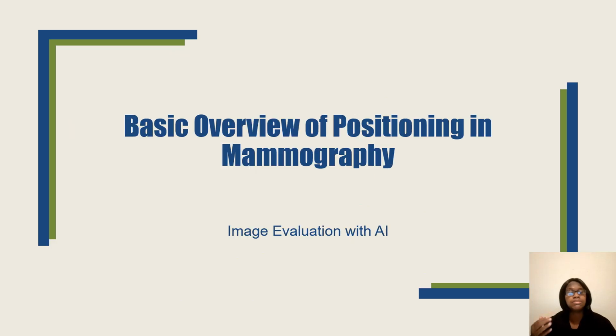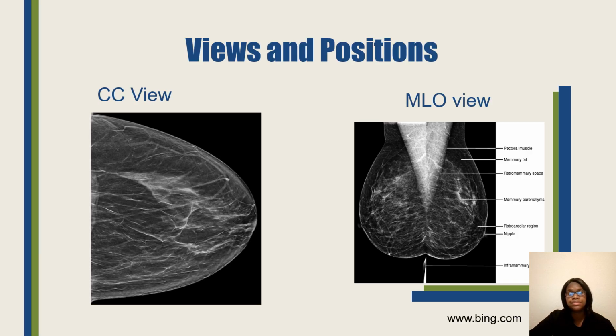Okay, this is going to be a basic overview of how we position in the mammography department. I'm going over a basic overview because image evaluation will be used by AI. So let's just talk about the basics first. We have our CC view. This is whenever the patient is facing the machine. The MLO view would be where the patient is angled at a 45 to 50-degree angle, kind of sideways.